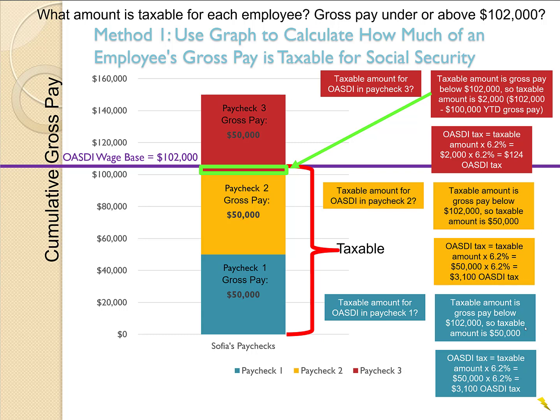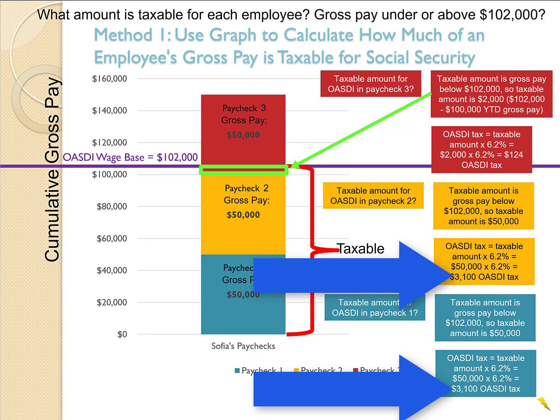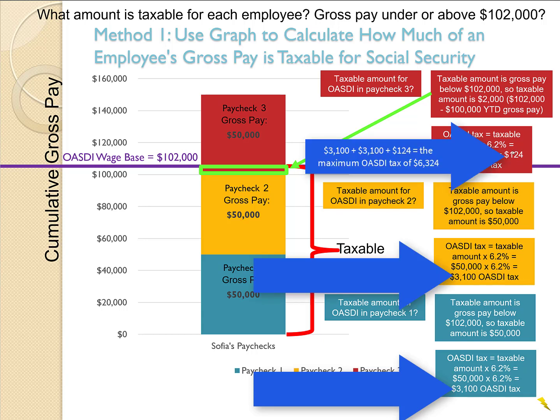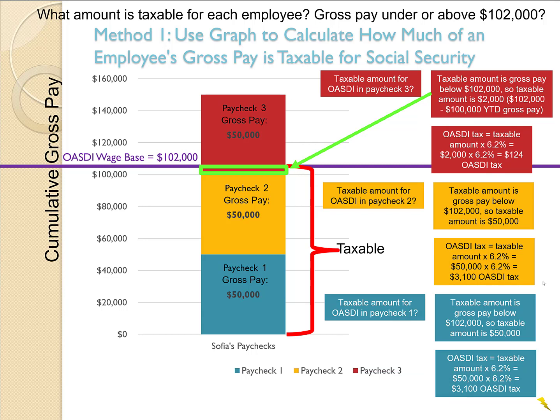And then if you add up the amount that she has paid in OASDI tax, the $3,100 in paycheck 1, $3,100 in paycheck 2, and the $124 in paycheck 3, then she has equaled the maximum amount that you can tax an employee, which we found out was $6,324. So that's the visual method to calculate how much is taxable for OASDI.